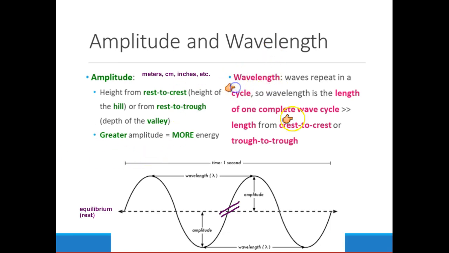And the reason we have a length of a wave is because waves actually repeat. If you've ever seen a wave, you see that it's very rhythmic, right? So waves repeat in a cycle, and the length of one wave is going to be called the wavelength. So wavelength is the length of one complete wave cycle. So this could be from crest to crest or from trough to trough, right? And again, it's a length. So this is also being measured in things like meters, centimeters, inches, etc.